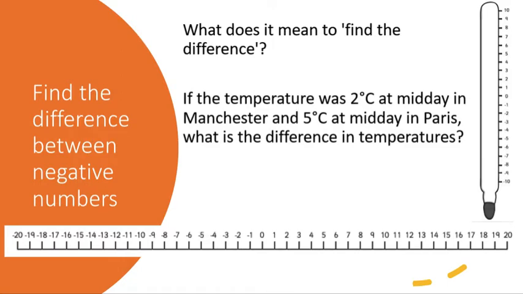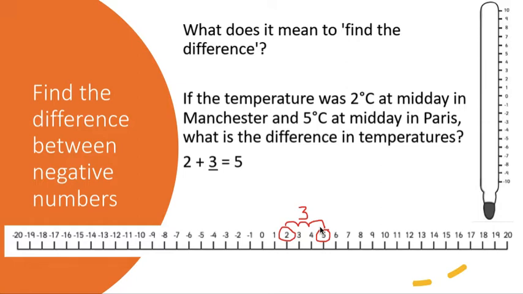Let's have a look at an example. If the temperature was 2 degrees at midday in Manchester and 5 degrees at midday in Paris, that's in France, what is the difference in these temperatures? So we're finding the difference between 2 degrees and 5 degrees. So we can circle 2 degrees and we can circle 5 degrees. 2 degrees plus 1, 2, 3 degrees equals 5 degrees. So the difference is 3. It's 3 hops between them.